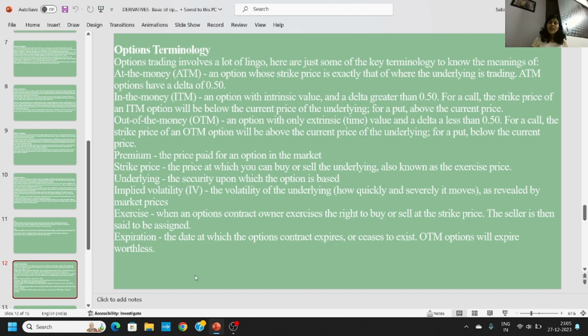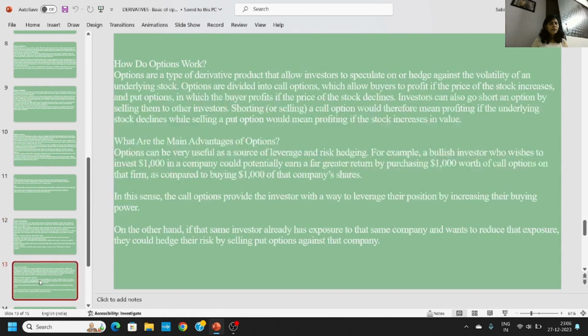Exercise is when an option contract owner exercises the right to buy or sell at the strike price. The seller is then said to be assigned. And expiration is the date at which the option contract expires, or exits. OTM options expire worthless.